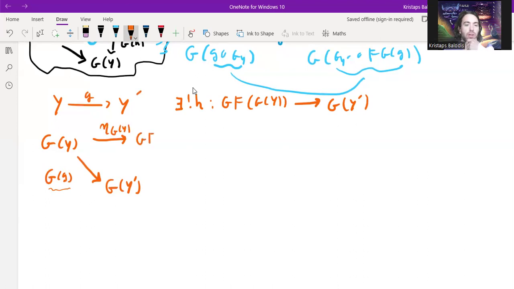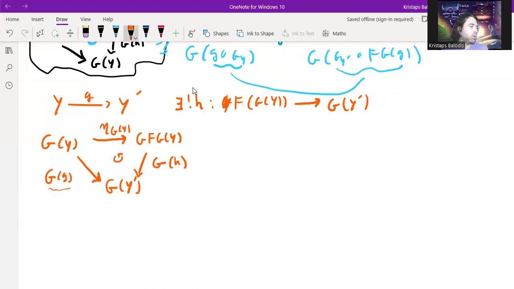So here we have GF, G, y. Oh, I think I had one. Sorry, and that G shouldn't be there either. So confusing. So this is G of H here, right? Okay. So there's a unique H making that diagram commute. Fantastic. So that's the H above that I said I was going to grab.